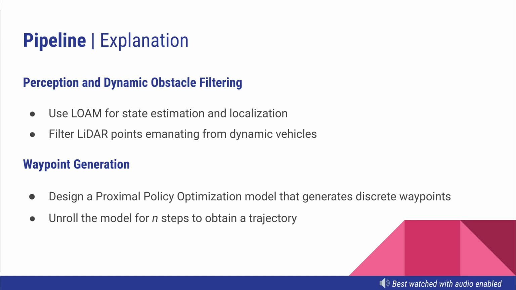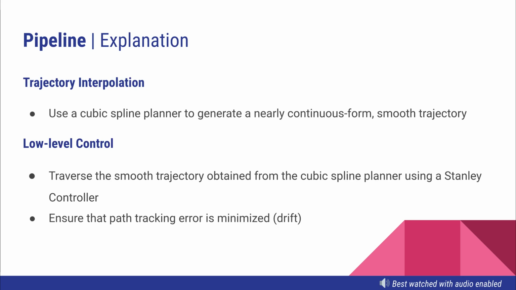During inference time, the model is unrolled for n steps to obtain the desired waypoints. Usually, we set n to be 10 during our testing. Therefore, in a third module, we interpolate the waypoints by fitting a cubic spline on these 10 generated waypoints, thereby obtaining a smooth trajectory for the ego to traverse. Our fourth and final module is a path tracker, in our case, a simple Stanley controller. This controller is responsible for tracking the interpolated path obtained from the third module.